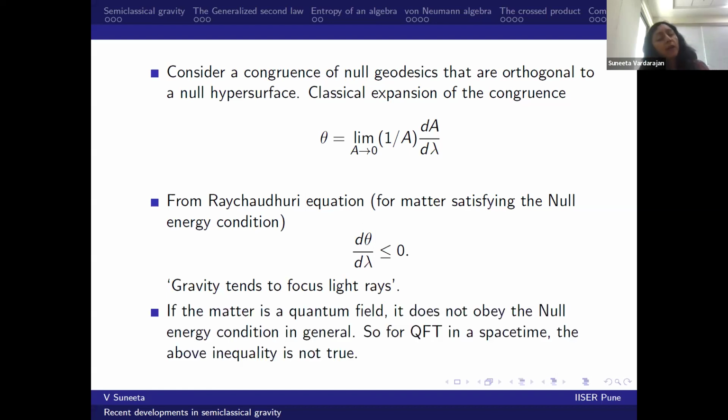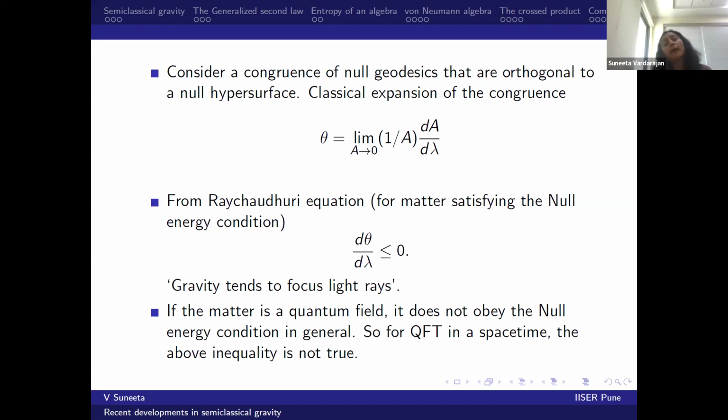Now, the problem is that if my matter is a quantum field, then the matter does not satisfy this null energy condition. So this inequality, d theta by d lambda less than or equal to 0, is not true in general. It's only true if matter satisfies the null energy condition, but quantum fields don't satisfy it. So for quantum fields in a space-time, the above inequality is not true. Now, this conjecture involves proposing something which is like a quantum version of this theta, and that's called the quantum expansion. The algorithm by which you do that, roughly speaking, is that when you have classical matter, for example on a horizon, theta is always greater than or equal to 0.